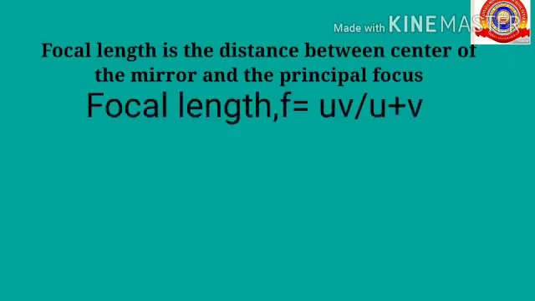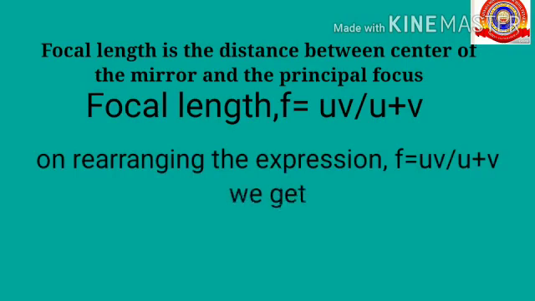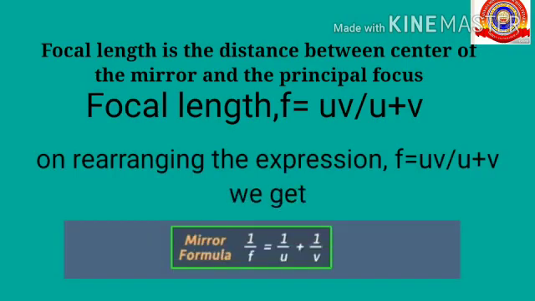Next one, focal length. Do you know what focal length is? That we already studied in our 8th standard. Focal length is the distance between the center of the mirror and the principal focus. And the equation for finding focal length is F = UV divided by (U + V). On rearranging the expression F = UV/(U + V), we get the mirror formula. That means we get the mirror formula from the equation of focal length, that is F = UV/(U + V).